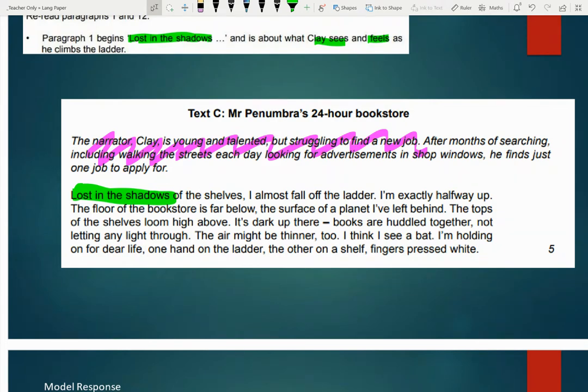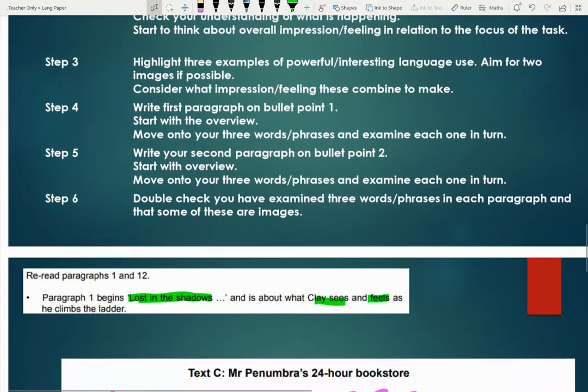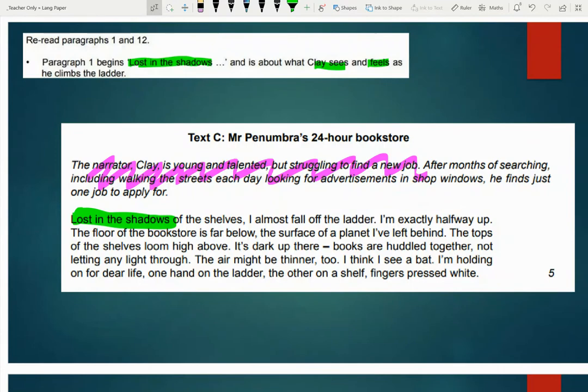So my understanding of what is going on in that paragraph is that Clay, the first person narrator, is climbing up a ladder in a bookstore. He's gone really high. He feels that it's dark up there and he's miles away from the floor, and there's a sense that it's quite dangerous what he's doing, and maybe that he's a little bit scared. So that's my understanding of what's happening. So the overall impression. So what does Clay see and feel? I'm going to really focus more on the feel, I think. He feels scared. He feels isolated.